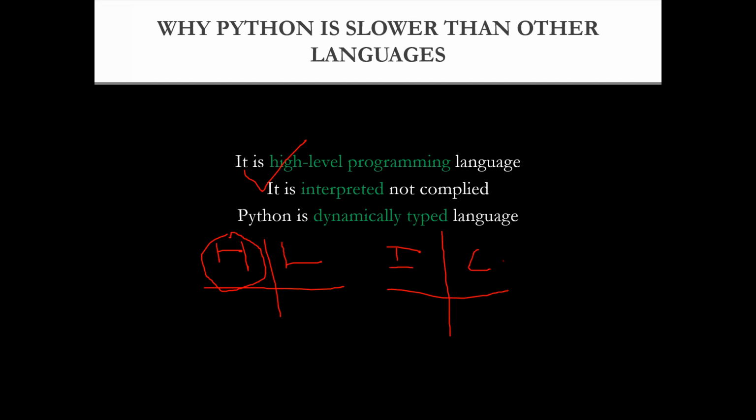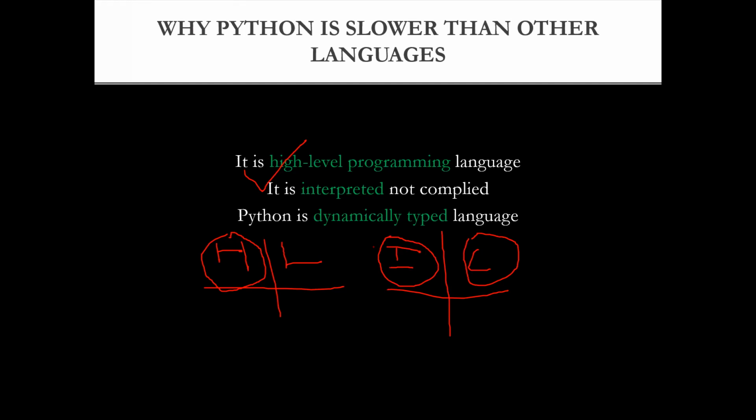So languages like Java, C, C++ come under compiled language. They make use of something called a compiler. And Python, on the other hand, is considered to be an interpreted language. Here, Python makes use of an interpreter. So what's the difference? How is it making Python slower than other languages?